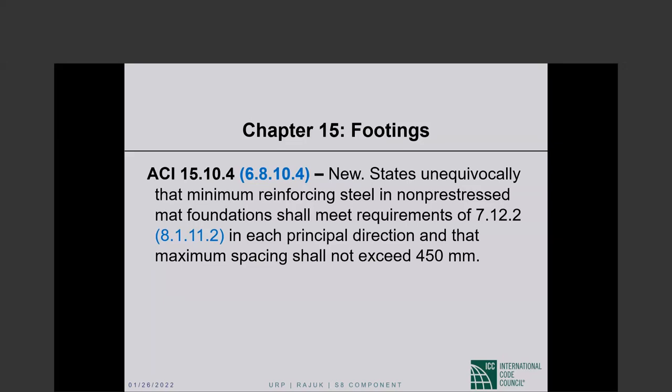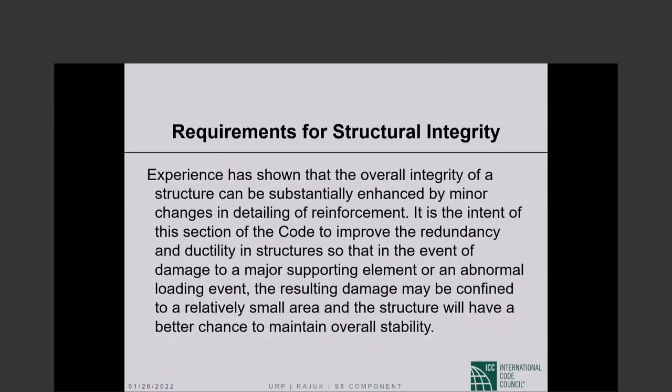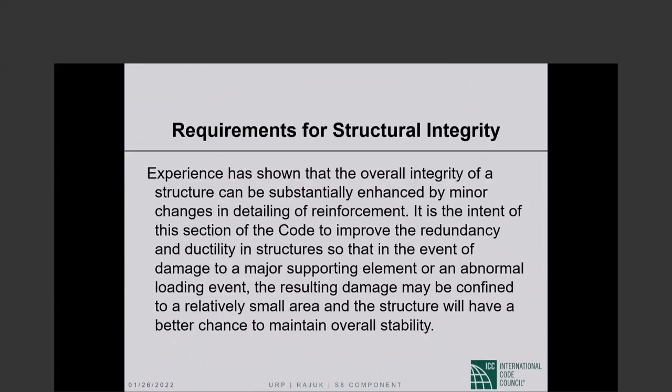Okay. Now these are thick members, so the placement. The commentary says minimum reinforcing steel may be distributed near the top or bottom of the section, or may be allocated between the two faces of the section as deemed appropriate for specific conditions, such that the total area is 0.18% of gross. So you can put it all on one face or the other face, or half and half at the two faces, 60-40, whatever you like.